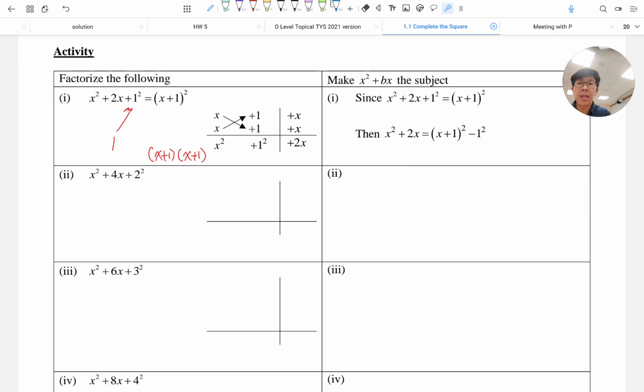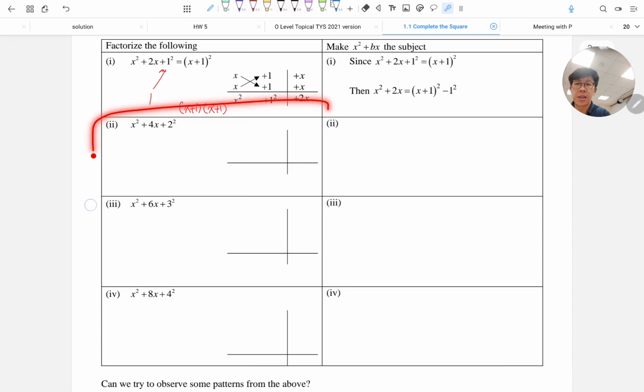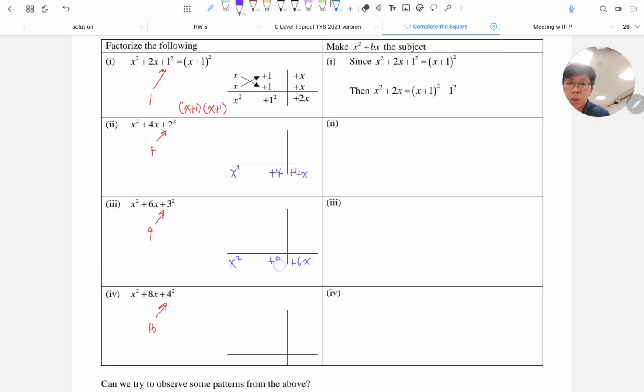With that, let's use this same idea to factorize the next 3 questions, keeping in mind that the number 2 here actually is 2 squared, which is 4, 3 squared is 9, 4 squared is 16. To help you a little bit, I'm going to put down the terms inside the cross factorization table. After I've completed this, you can pause the video to complete part 1, part 2, part 3, and part 4.